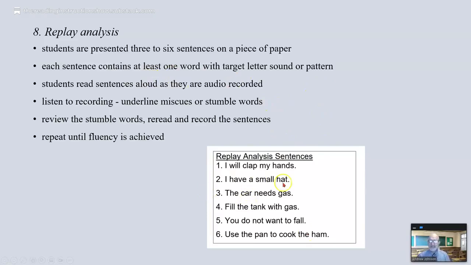Students read the sentences aloud and audio record the sentences. And there's a lot of devices, iPads, that you can use to record. They then listen to their recording and underline miscued or stumbled words. They review them, reread, and record the sentences. And they do this until fluency is achieved. So they may underline the first time, circle the second time. Usually it takes no more than 2 times to get all the stumble words out, and then they reread until fluency is achieved, reading it without any stumbles. And again, younger students 3, older students 4, 5, or 6. Replay analysis.